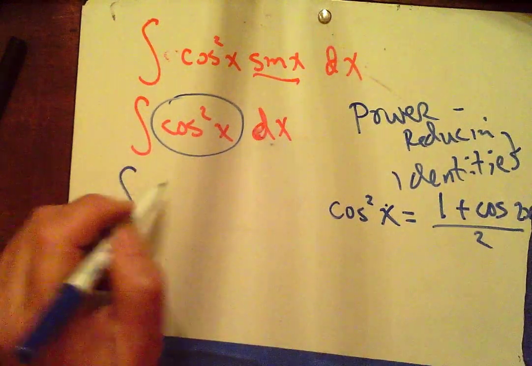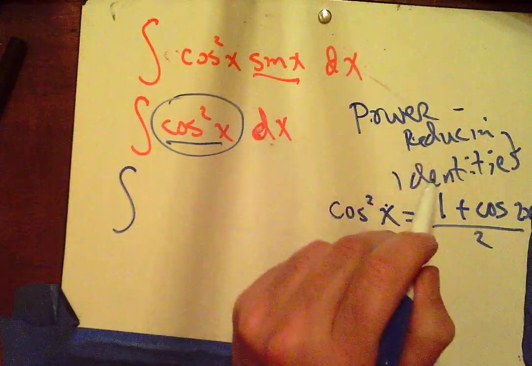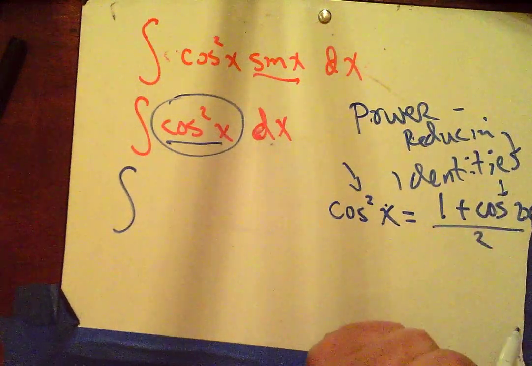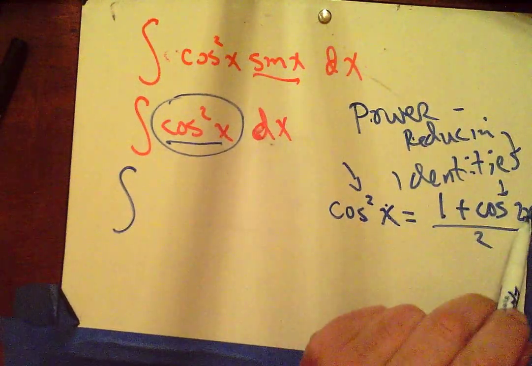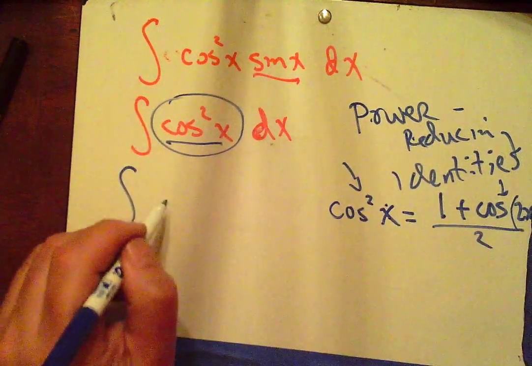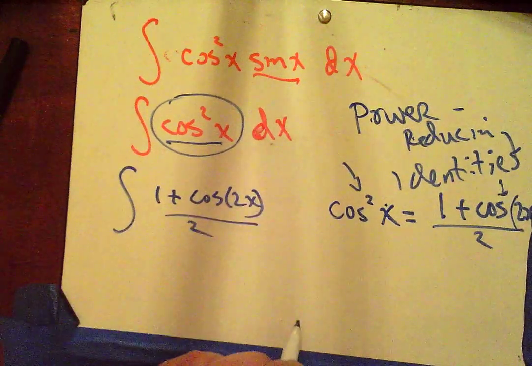Well, check it out. I'm going to replace cosine squared with this power reducing identity. See how the power was 2 and now the power was 1? Oh, but yes, that's true. The angle doubled. And that always happens. So what do I have here? I've got 1 plus cosine 2x all over 2.